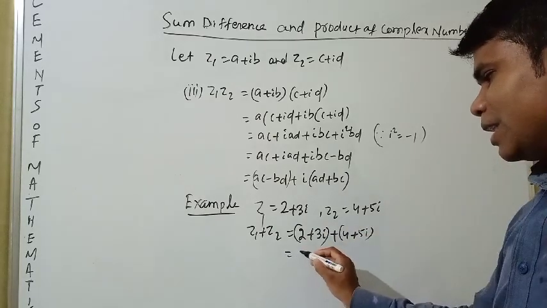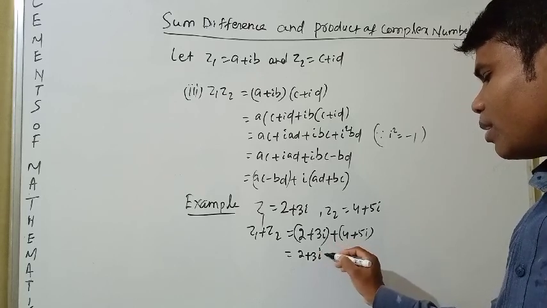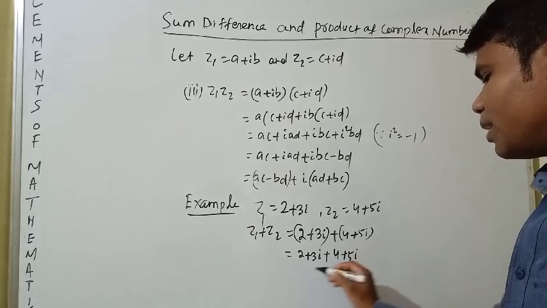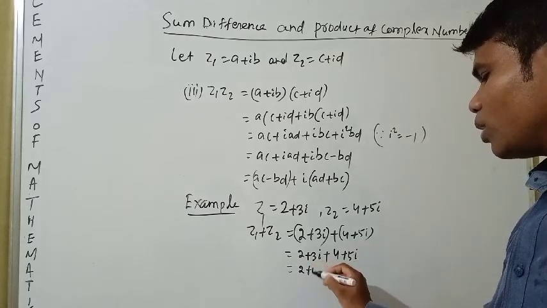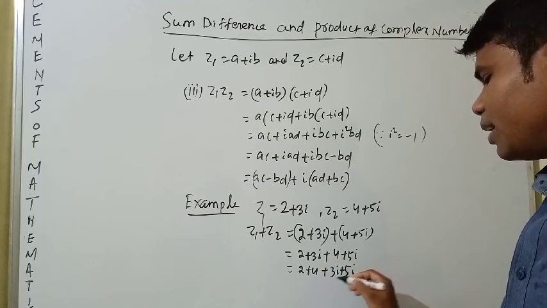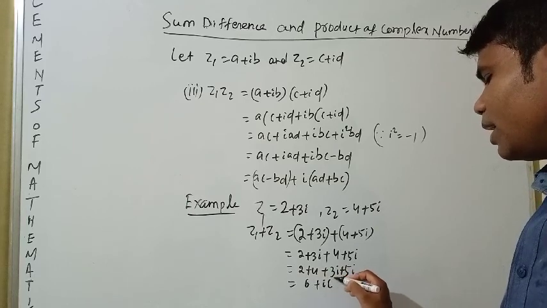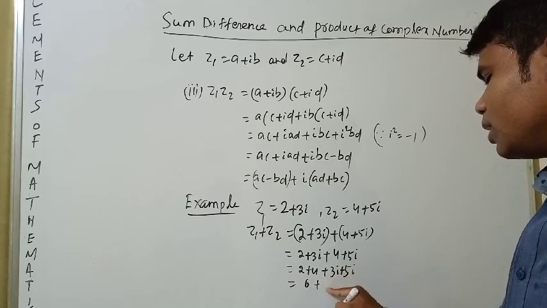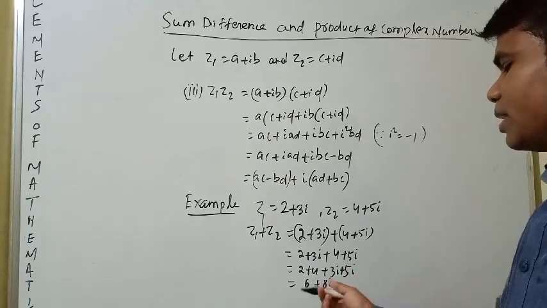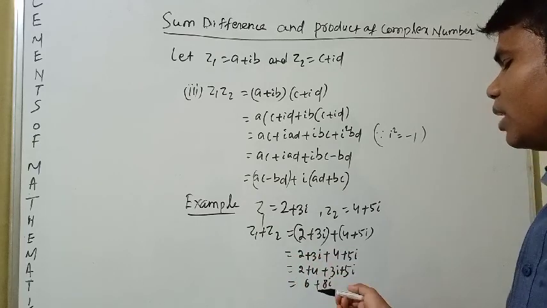That is 2 plus 3i plus 4 plus 5i. That is 2 plus 4, plus 3i plus 5i. 2 plus 4 is equal to 6, plus 3i plus 5i, that is 8i. That means we have added real part with real part, imaginary part with imaginary part.